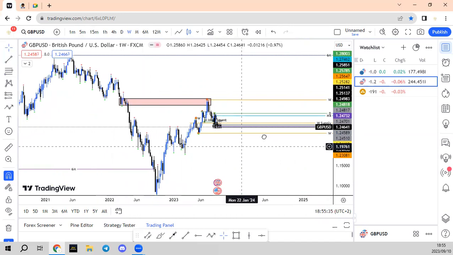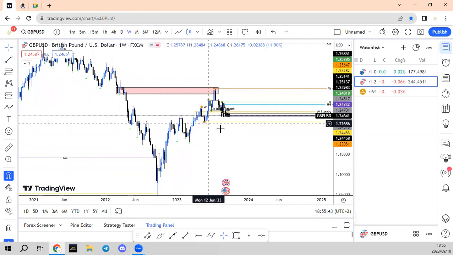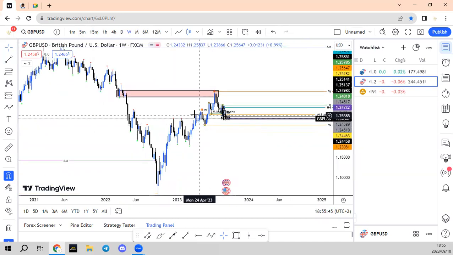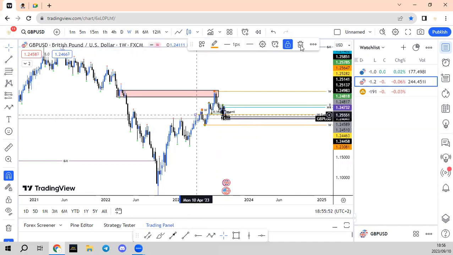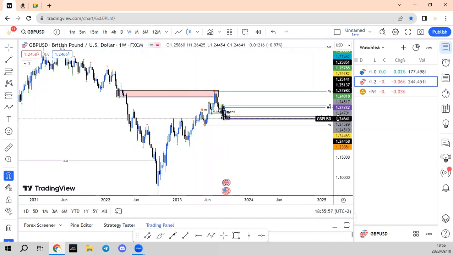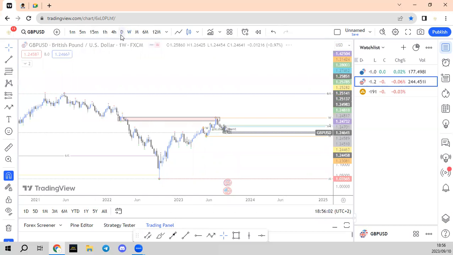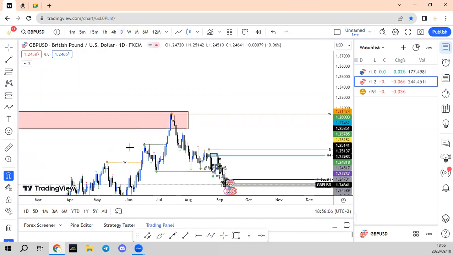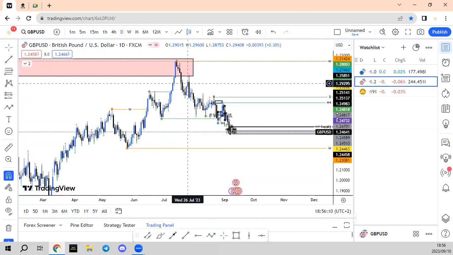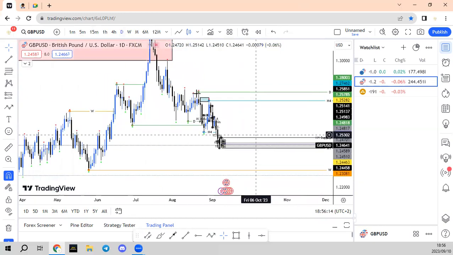And for us to confirm that, it needs to break our weekly range. So we cannot be looking for sells yet. Only until this weekly range gets broken can we look for sells targeting here. So let's go to the weekly range. Check it out, we have a weekly low and a weekly high, and we're still bearish.